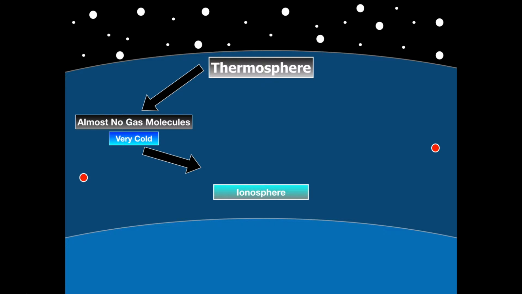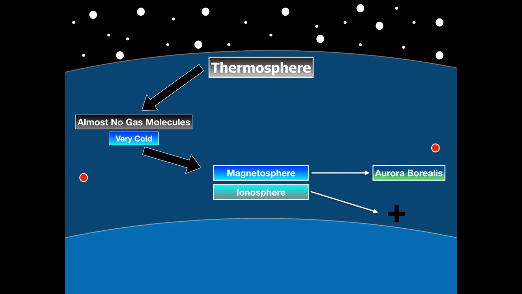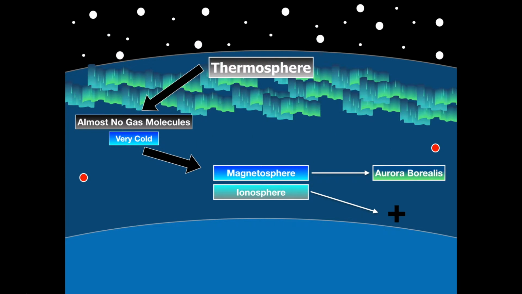Now, the other cool thing that happens in the thermosphere is we're going to get the aurora borealis, and we can break the thermosphere into separate subspheres. So at the bottom we have the ionosphere, and the ionosphere is where we're going to have ions that are going to become charged in the atmosphere. We can break it down into the magnetosphere, and this is where the aurora borealis occurs, and this is where you see the northern lights, and you can see them flicker and move because of the magnetic field and electromagnetic radiation from the sun interacting in the thermosphere.